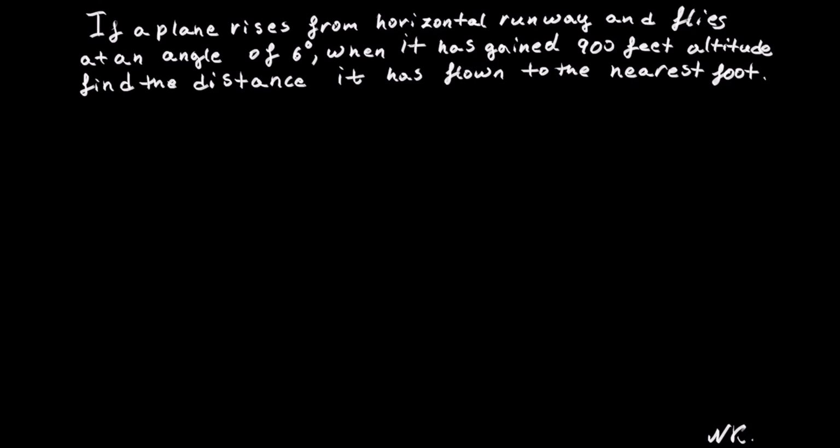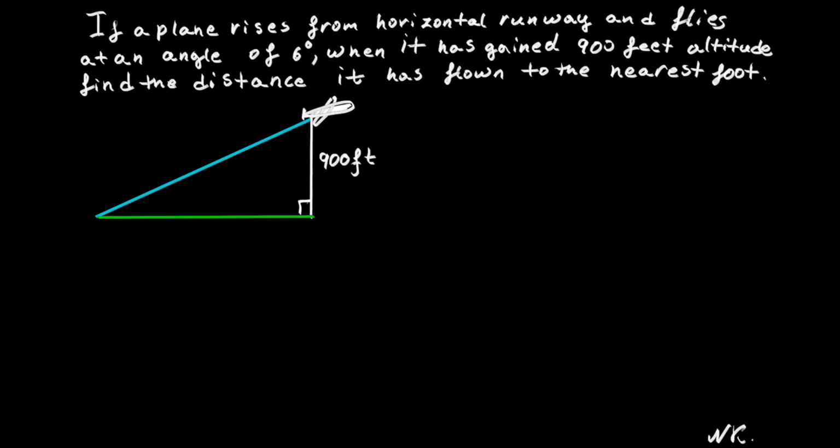So let's sketch a diagram. We have our horizontal runway here, so let's sketch a little plane. The altitude, the height, is always perpendicular to the ground, and it's 900 feet. We are also given that the plane was rising at 6 degrees from takeoff, and the problem is asking us about the distance the plane has flown. And the distance is always a straight line.